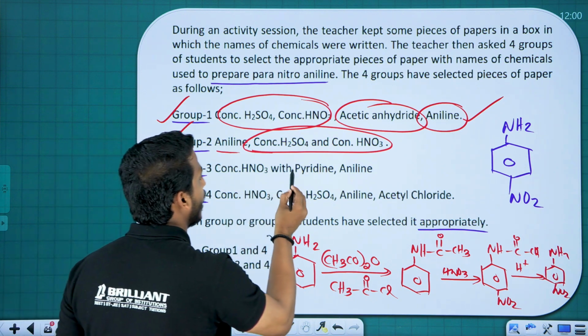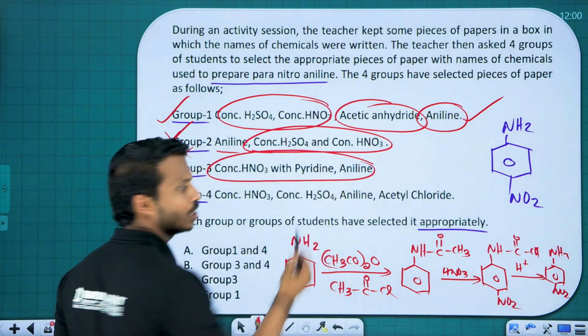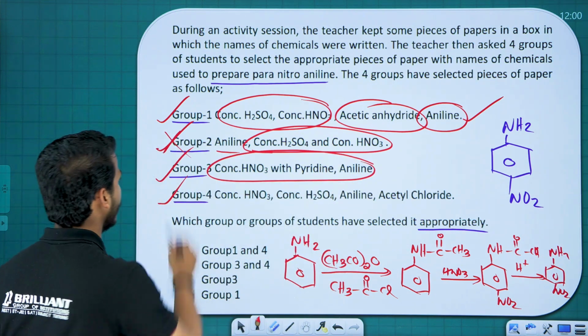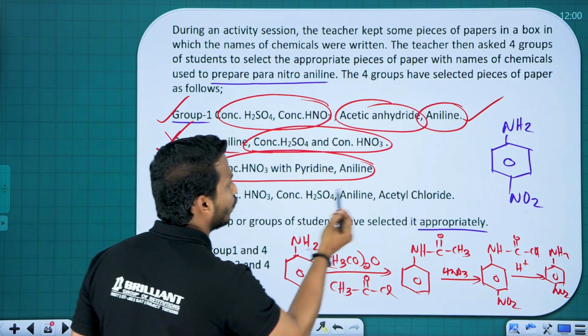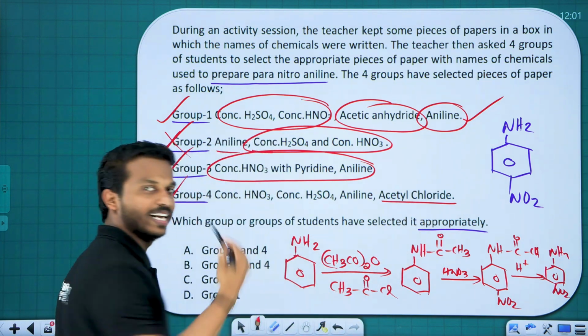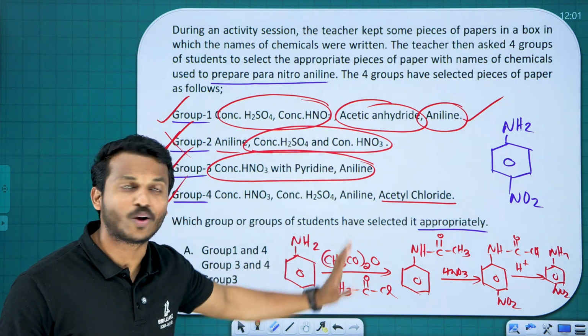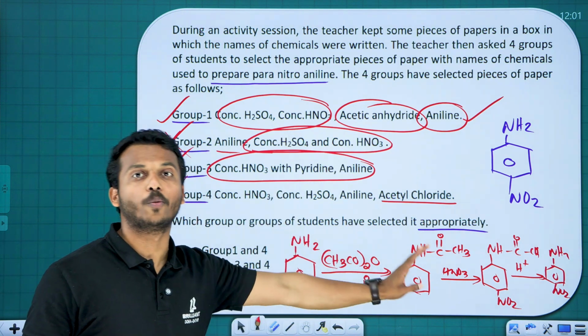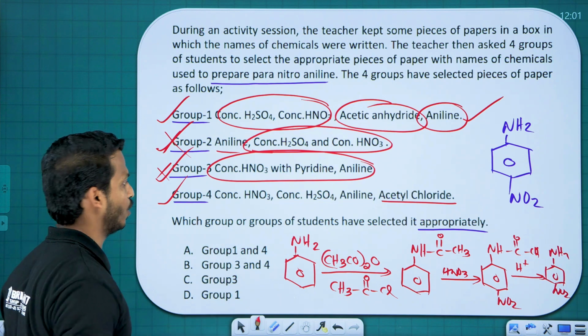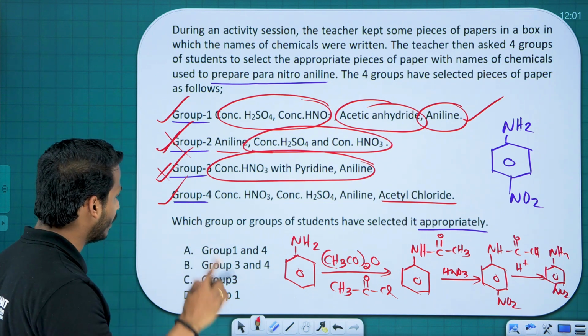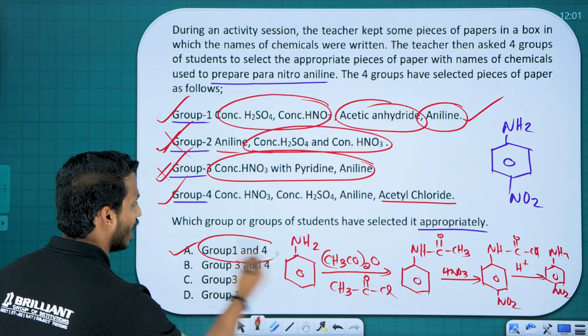Concentrated HNO3 and pyridine with aniline? No, acylation or acetylation did not happen there. Concentrated HNO3, H2SO4, aniline, acetyl chloride? Yes. So acetyl chloride or acetic anhydride must be there. Then only protecting the NH2 group is possible, and you will get only one nitro group. So group 1 and 4 did the correct one.